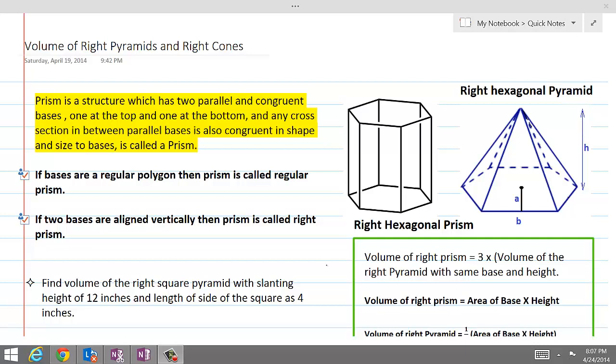If bases are regular polygons, then the prism is called a regular prism. And if both bases, the top one and the bottom one, are vertically aligned, then the prism will be called a right prism. There is an interesting relationship between a right prism and a right pyramid. If both have the same height and the base is of the same shape, then the volume of the pyramid is simply 1/3 of the volume of the right prism. Let's solve a couple of questions to practice.